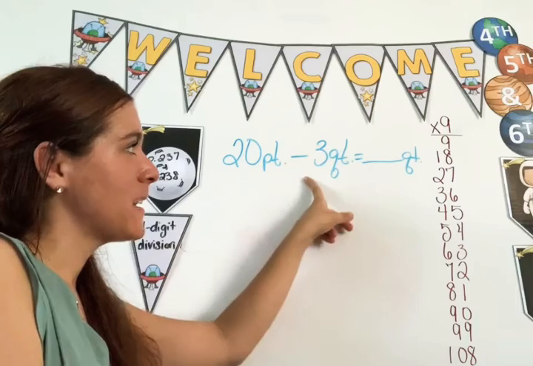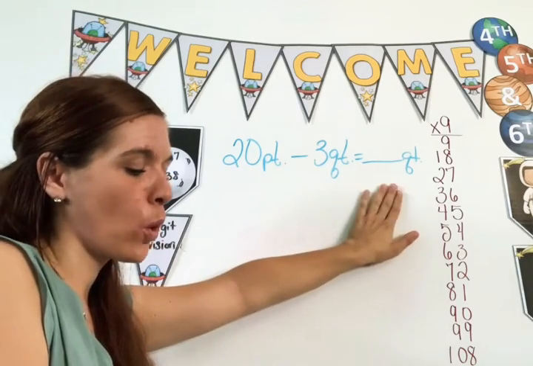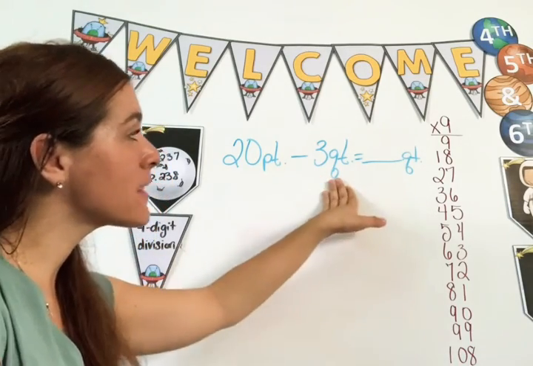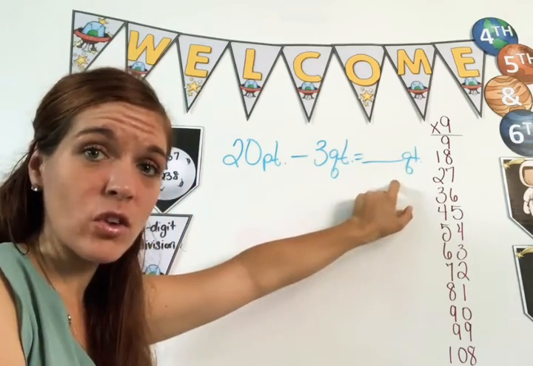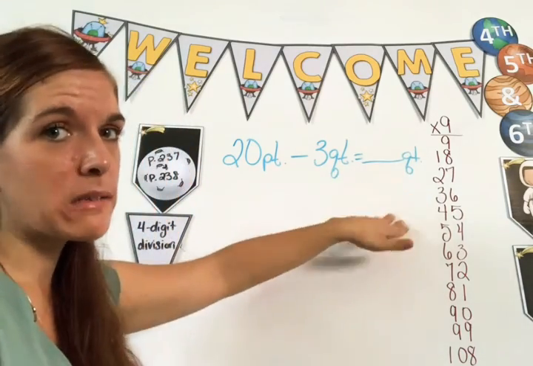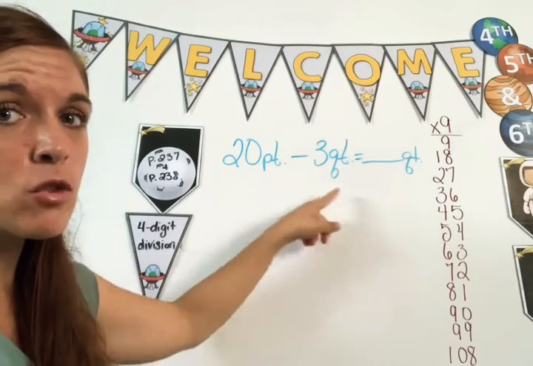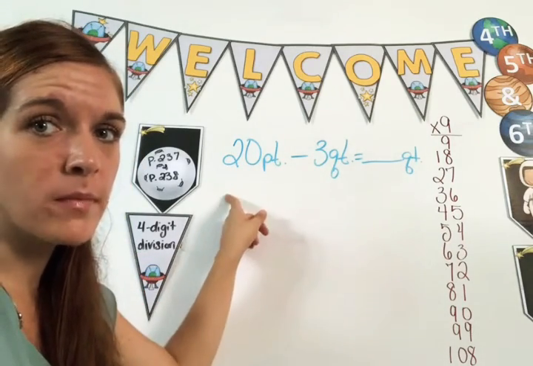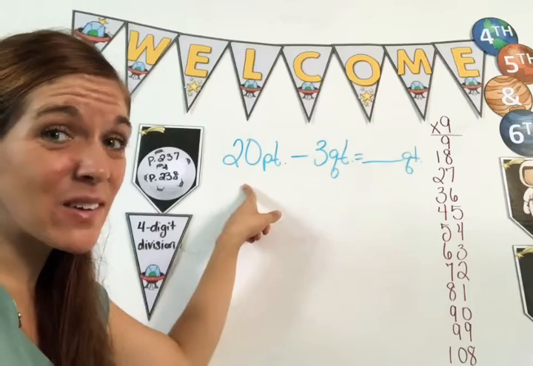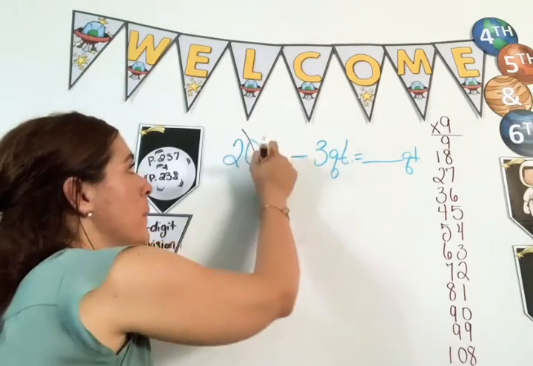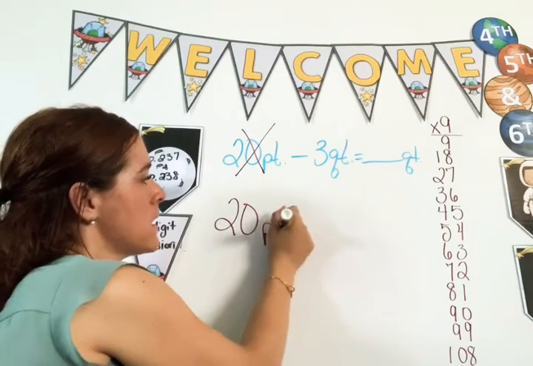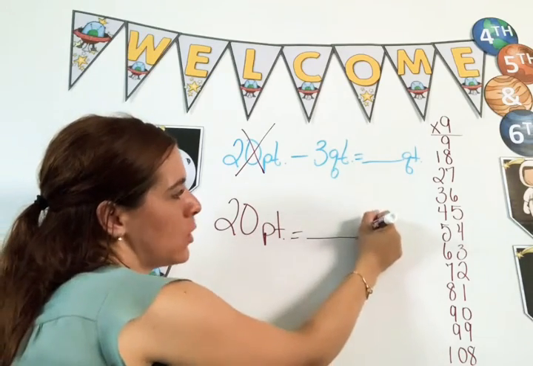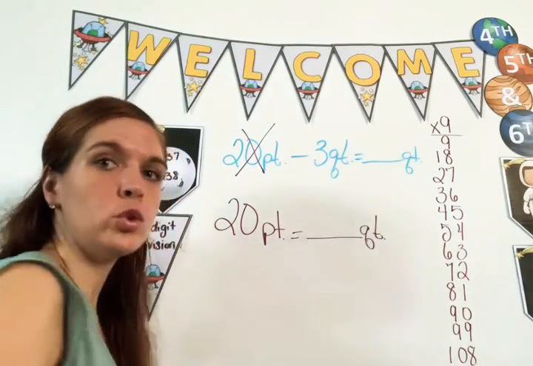20 pints minus 3/4 equals quarts. So that means that each of these must be what? Quarts. That's what they want us to have the answer in, quarts. Well, if they want us to have the answer in quarts, we have to change one of these. Which one do we have to change? We have to change one that's in pints, right? Okay, so you're going to cross it out. Pints are gone. You're going to write it down here. 20 pints equals how many quarts? We have to change it into quarts.